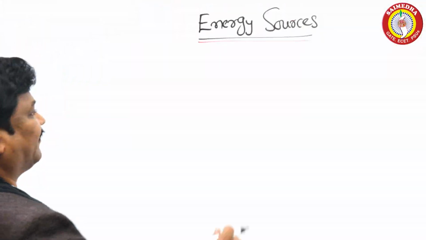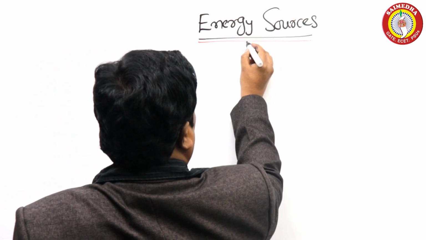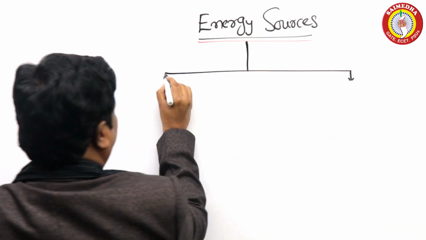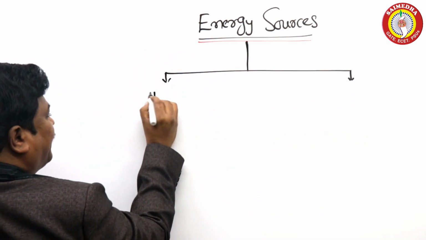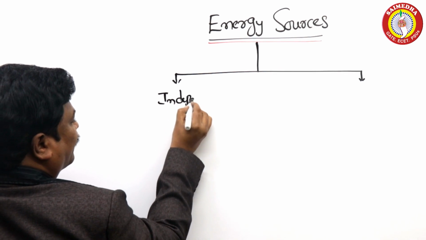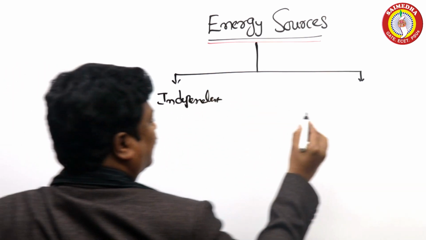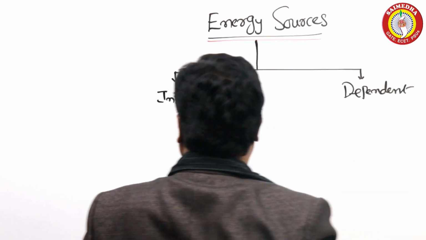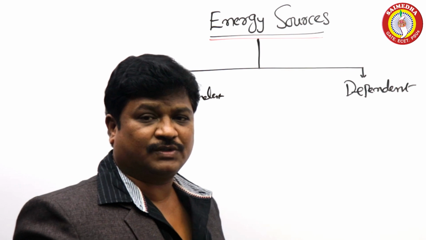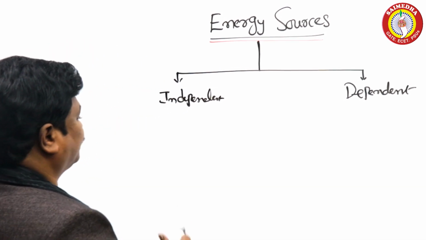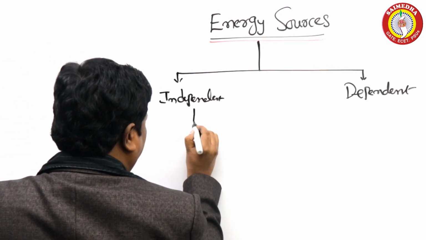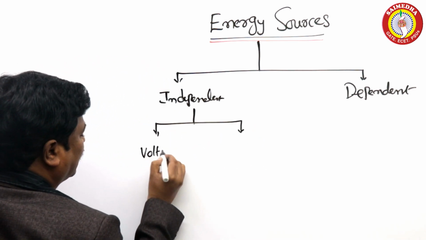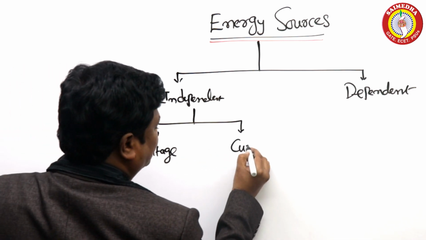So coming to the topic of energy sources. The energy sources are mainly two types: one is independent energy source, and the other is dependent energy source. In the independent energy sources, we have voltage source as well as current source.